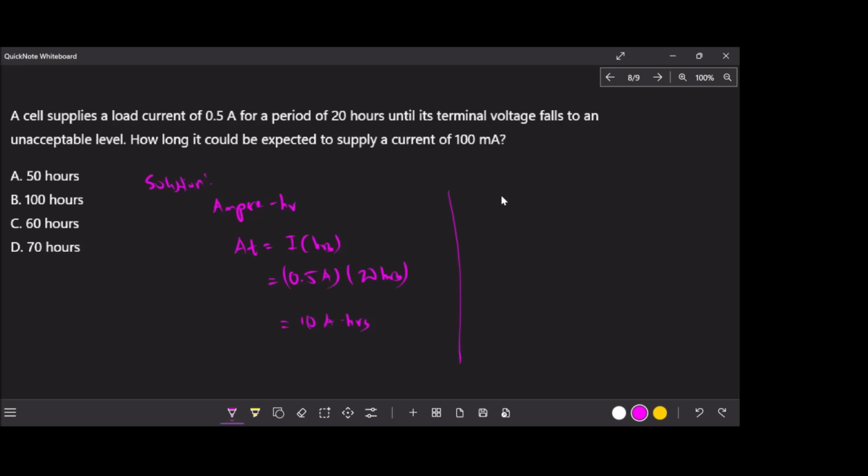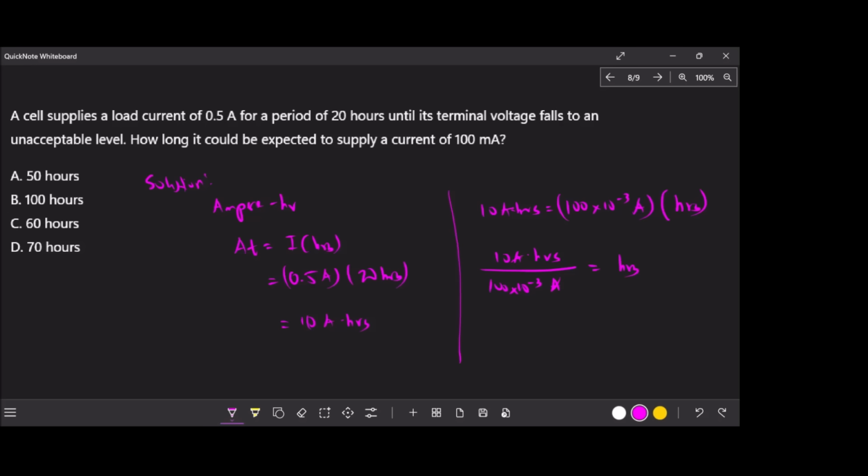So if we have a 10 ampere hour battery, and it will supply 100 milliamperes, that is 100 times 10 to the power of negative 3. The question is the number of hours, so this will be our formula: 10 ampere hour over 100 times 10 to the power of negative 3 ampere, and you end up with the number of hours.